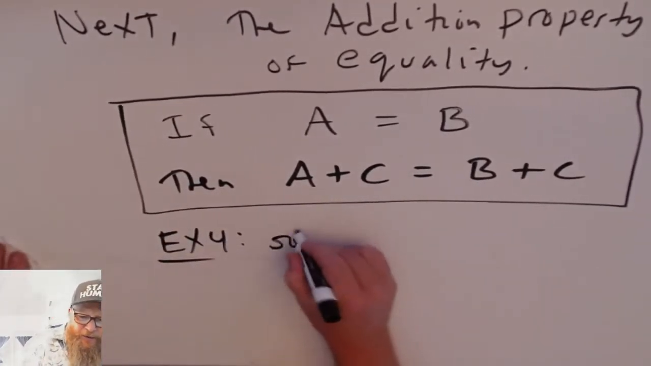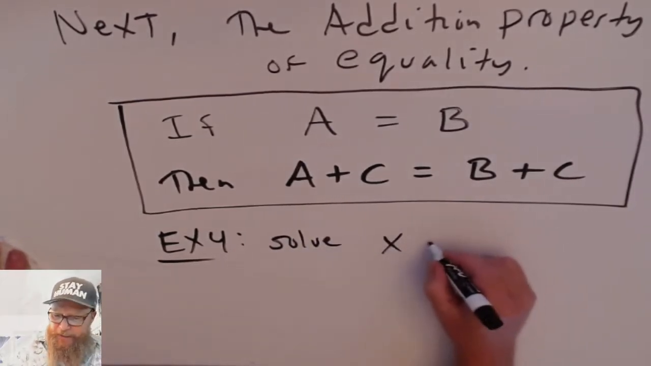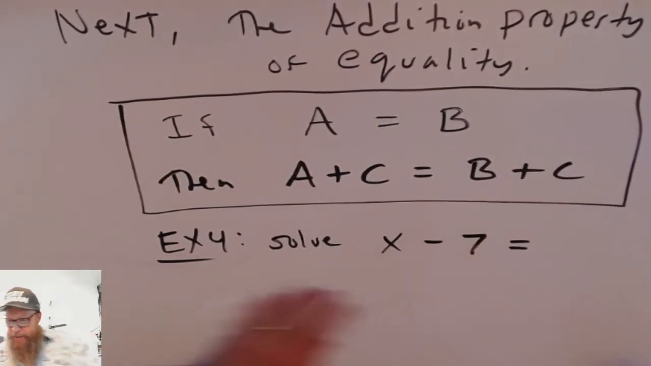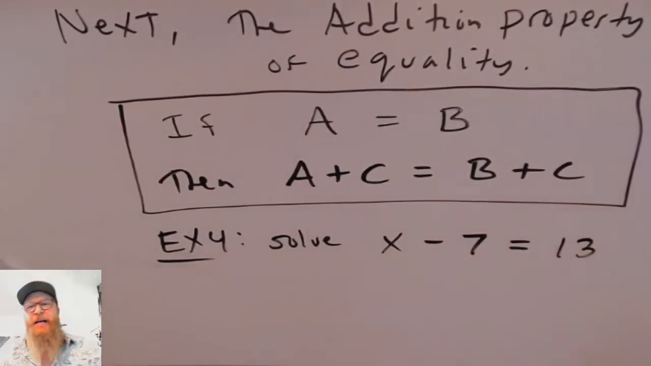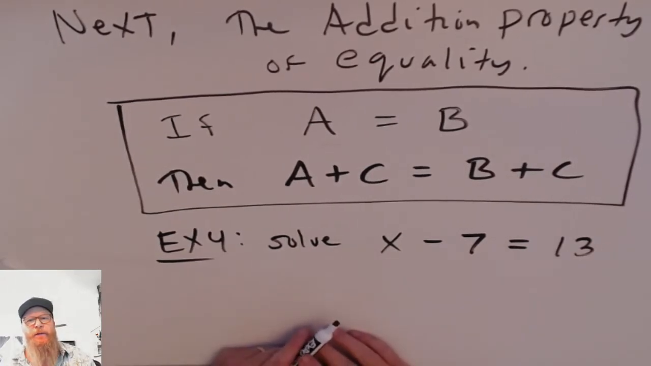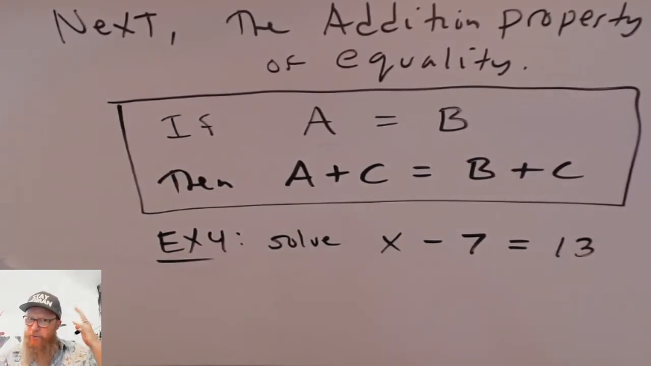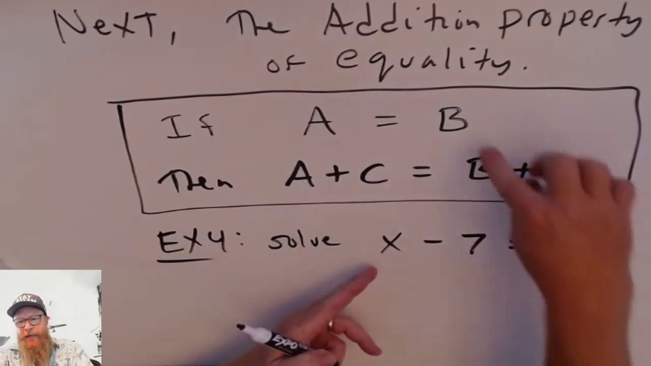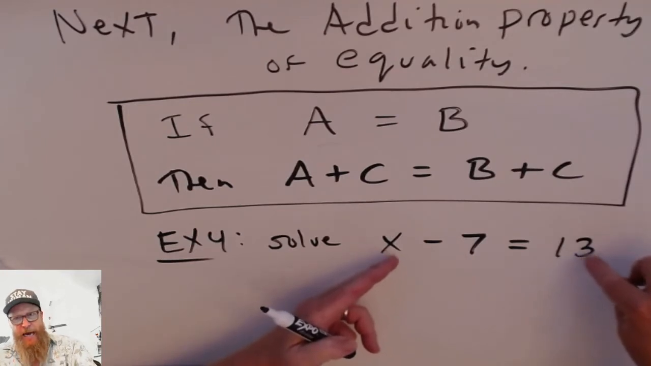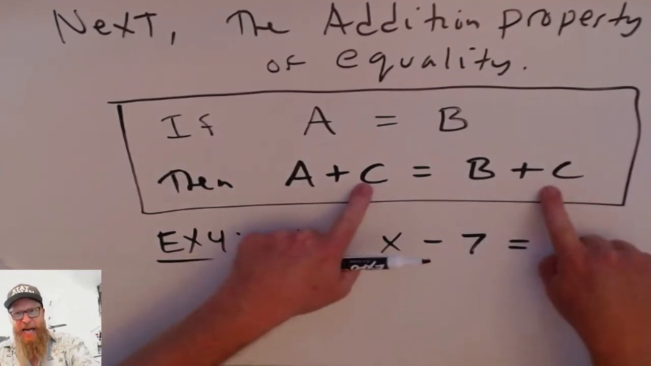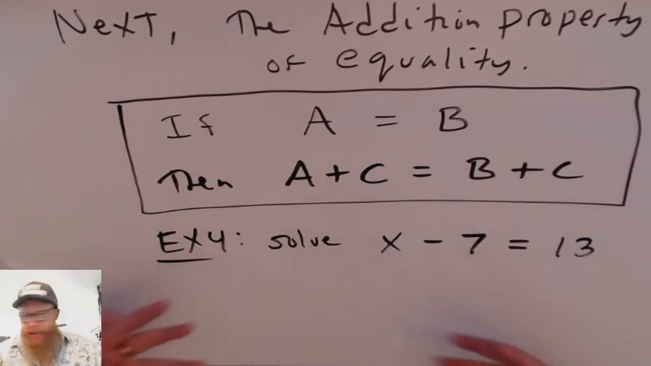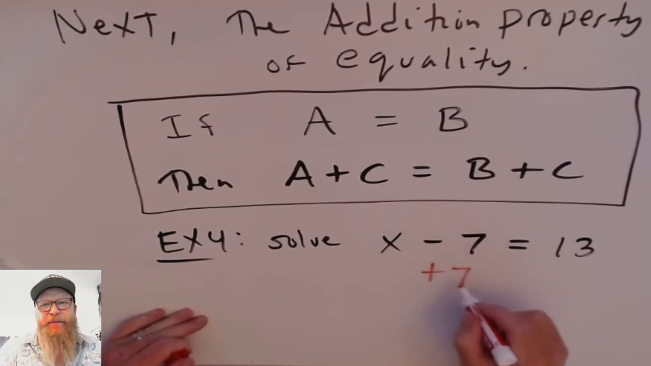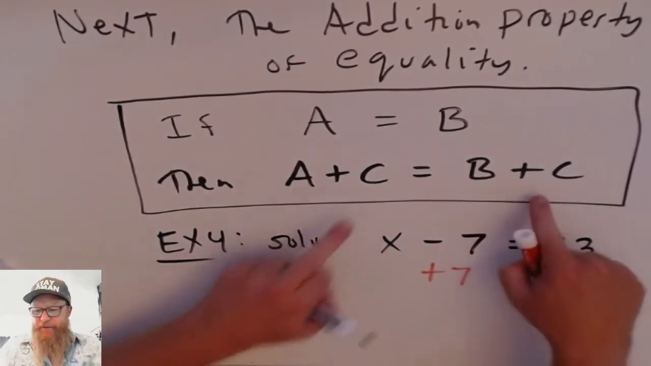All right, so let's go ahead and solve x minus 7 is equal to 13. So again, I'm not going to write it, but A is everything on the left-hand side. That's A. B is everything on the right-hand side. And then C is the thing that we are going to introduce. We are going to add the C. So the C is the 7. Yeah, so I'm adding 7. So that's the plus C.